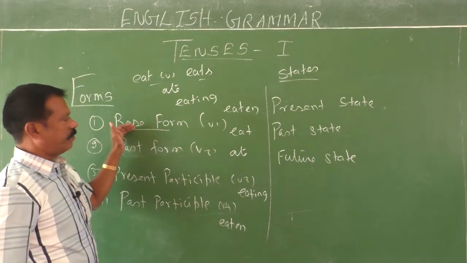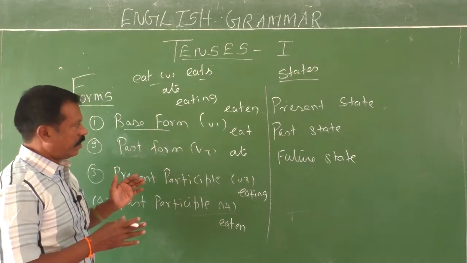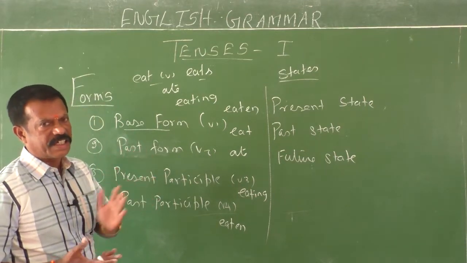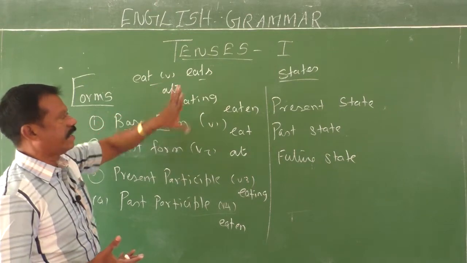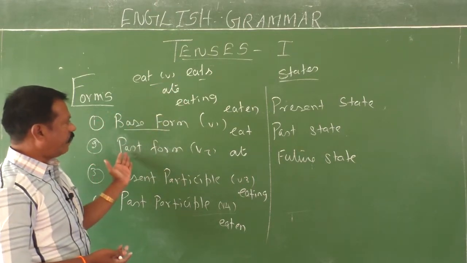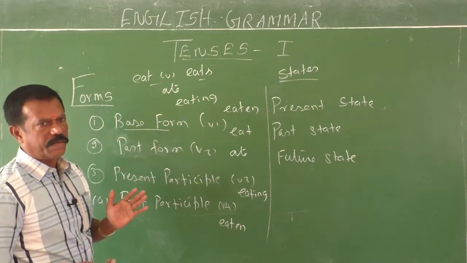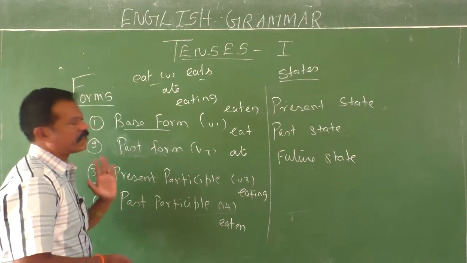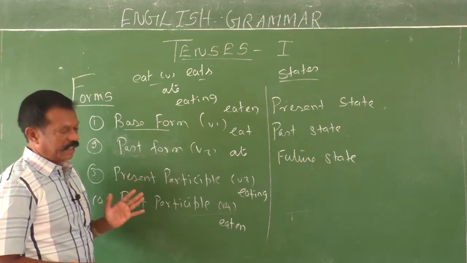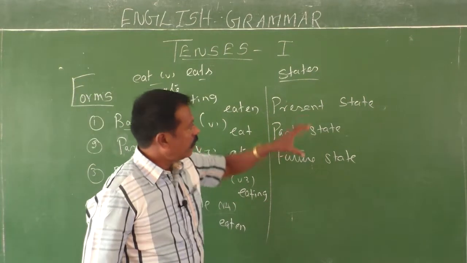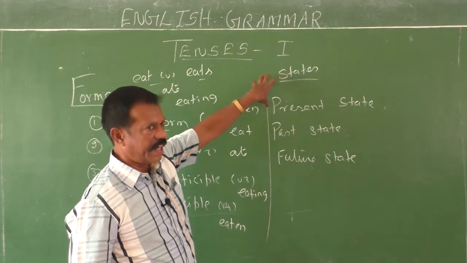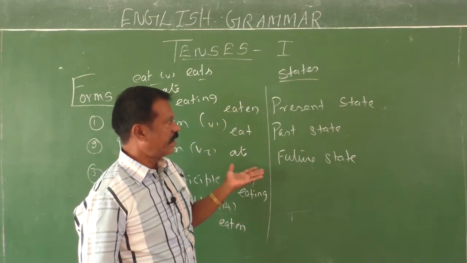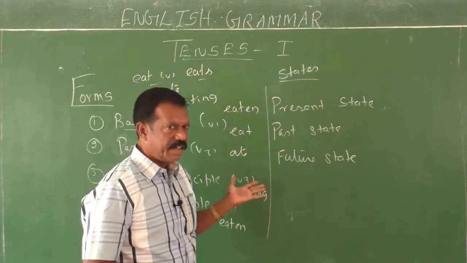So every verb has a base form. To that base form, with the present tense third person singular, we have to add s or es. Then every verb has V2, that is the past form. Then every verb has a present participle form as well as a past participle form. Okay, now come to the states. The states are nothing but the position. Present state, present tense. Past state, past tense.